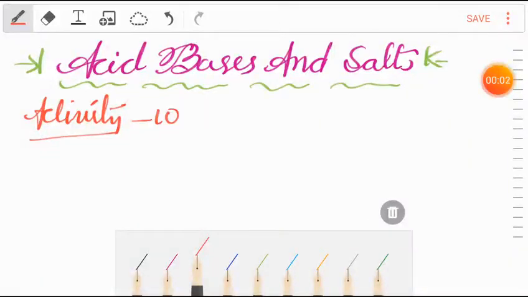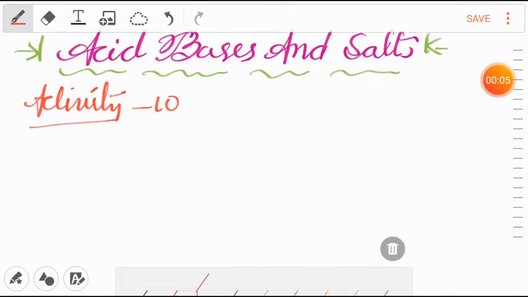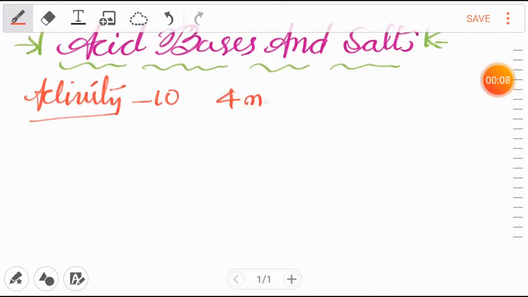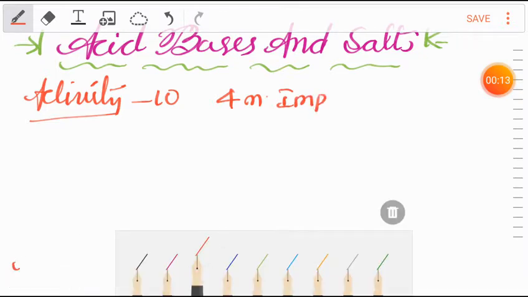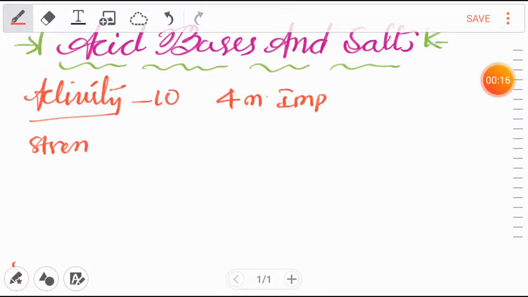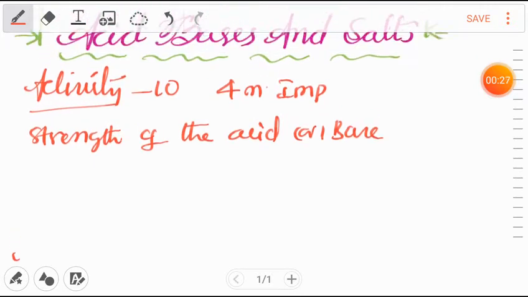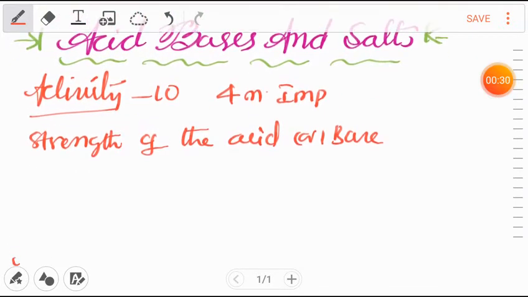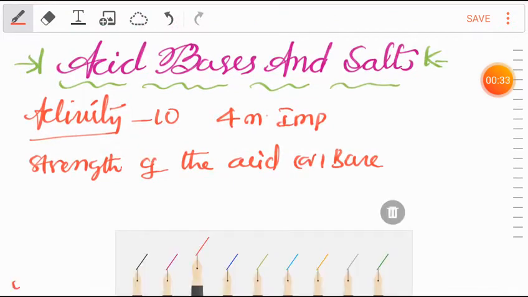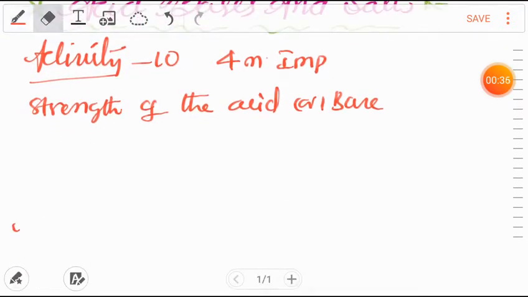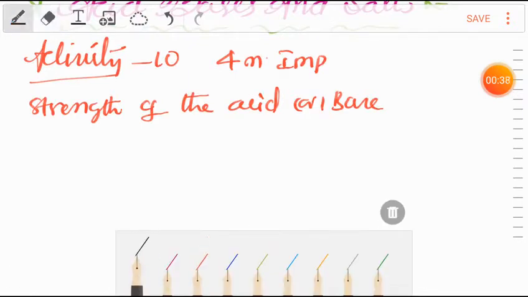Students, under activity 10, I am going to explain an important 4 mark question, that is the strength of the acid or base. The question may ask like this: how can you explain the strength of the acid with an experiment? So you're going to do an experiment to explain the strength of the acid. What is meant by strength of the acid?